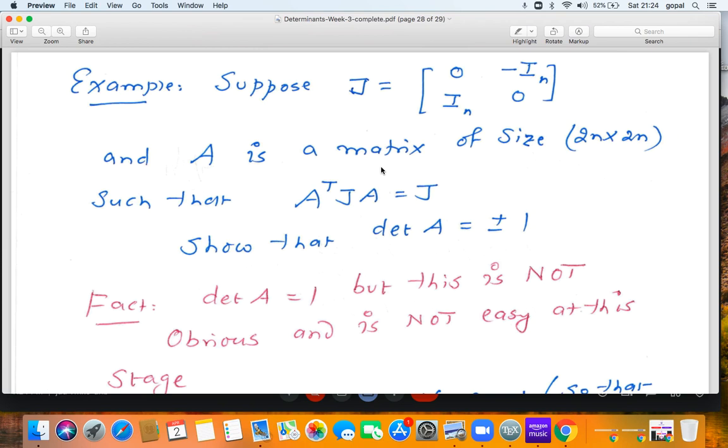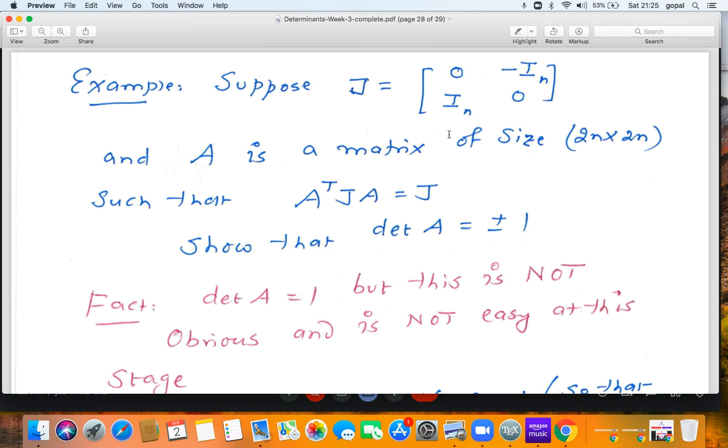Exercise: show that the determinant of A is either +1 or -1. How to do that? It is very easy. A transpose J A equal to J means the determinant of A transpose J A equals the determinant of J. Use the product theorem: determinant of A transpose times determinant of J times determinant of A. The determinant of J is non-zero. J is a non-singular matrix, so the determinant of J cancels on both sides. The determinant of A transpose is the same as the determinant of A. So the determinant of A, the whole squared, is 1. So the determinant of A is either +1 or -1.